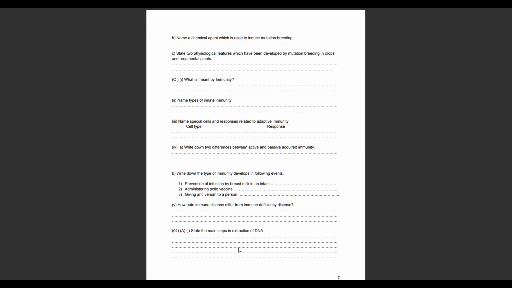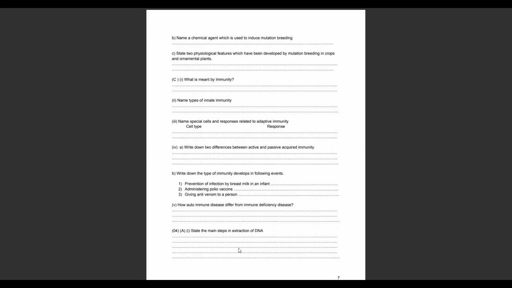Now, question number 4, part A, Roman number 1. State the main steps in extraction of DNA. Isolation of DNA, right? Extraction and isolation of DNA. First one, homogenization or disruption of cell. Second one, inhibition of DNase. Next one, dissociation of nucleoprotein complexes. Next one, removal of contaminating materials. Last one, precipitation of DNA. 5 marks.